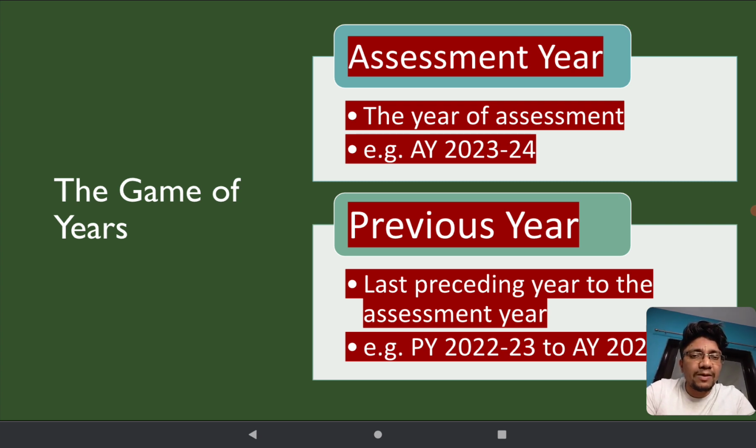Now let's take an example through which we will understand assessment year and previous year. For example, the year of assessment is assessment year 2023-24. So if we are saying from 1st April 2023 to 31st March 2024 is your assessment year, then the previous year will be just the preceding year. So the preceding year will be 2022-23, which becomes 1st April 2022 to 31st March 2023.